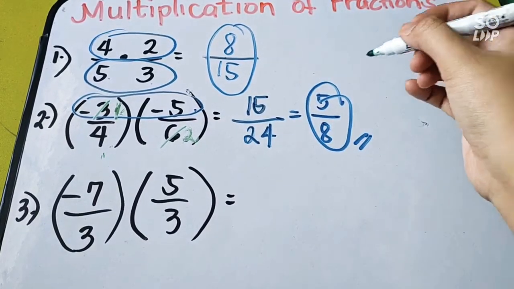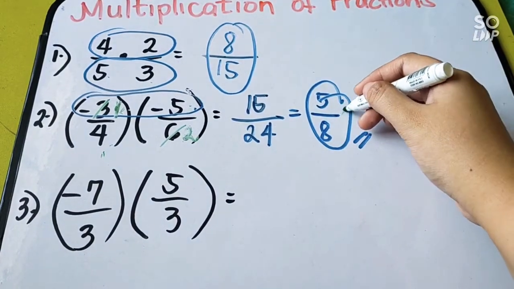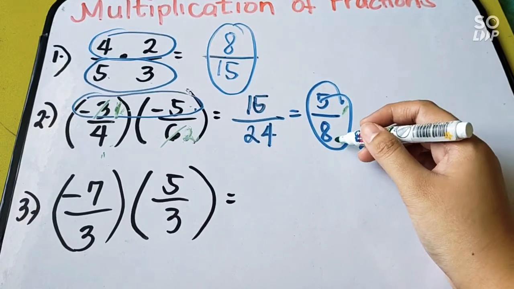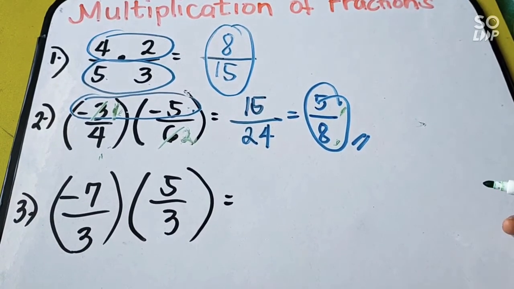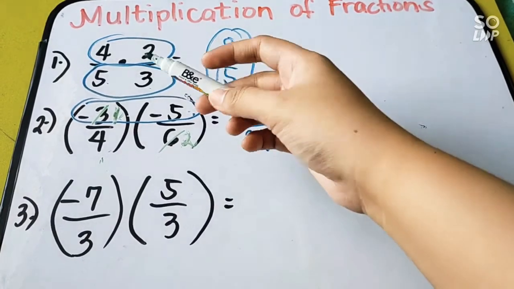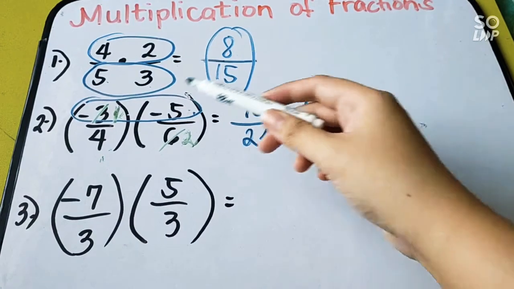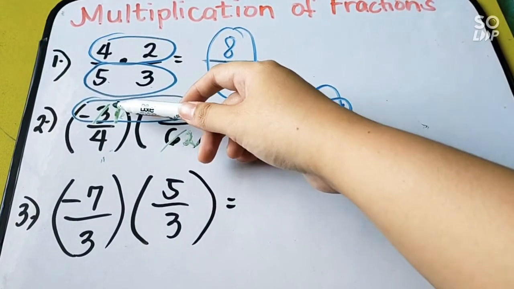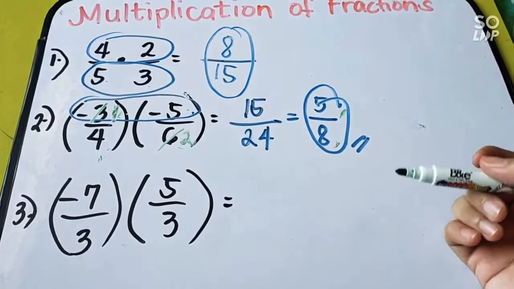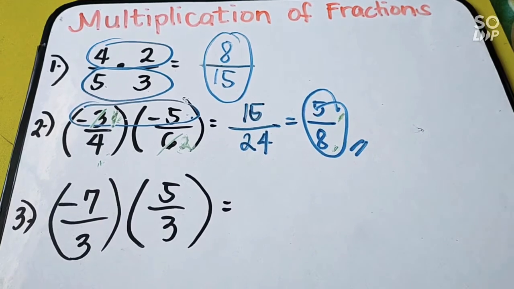If you multiply negative 1 times negative 5, the answer is positive 5. If you multiply 4 times 2, the answer is 8. Ganun po kasimple. Is it clear? Kapag divisible si numerator at saka si denominator, it's either on both sides. Okay? Pwede po dun sa kabilang side, pwede dun sa kanyang ilalim. Is it clear? Next tayo, let us have number 3.